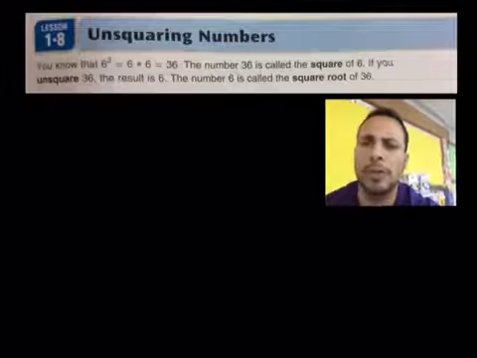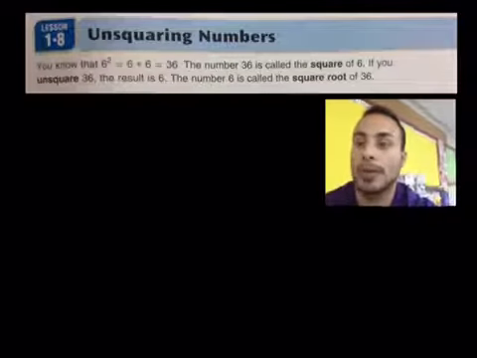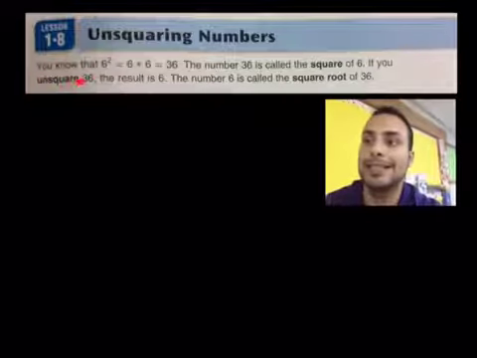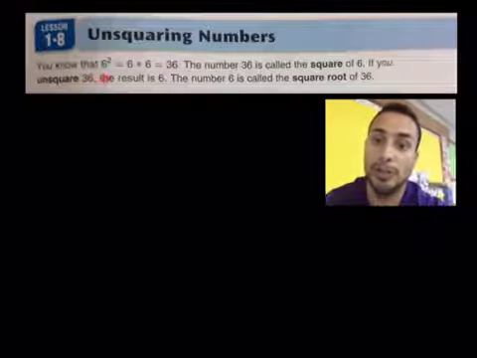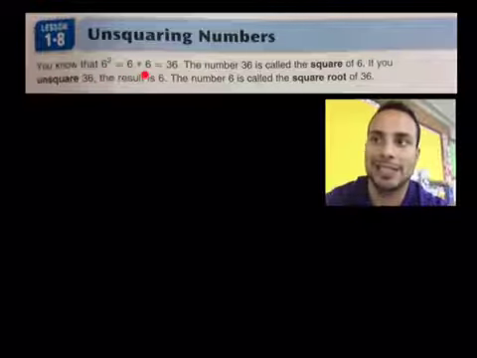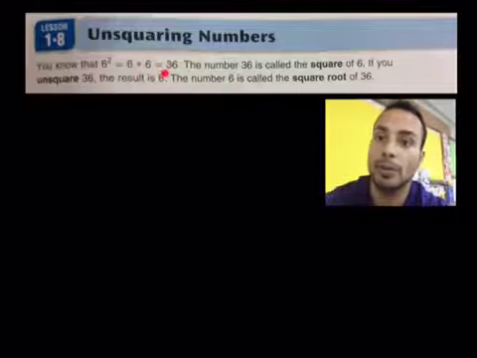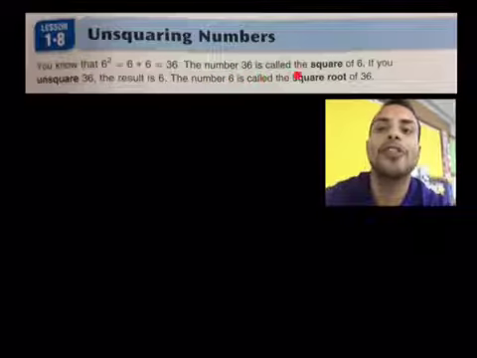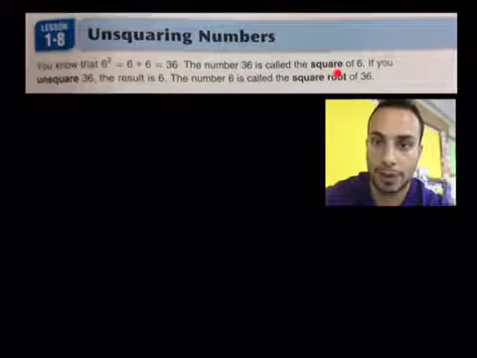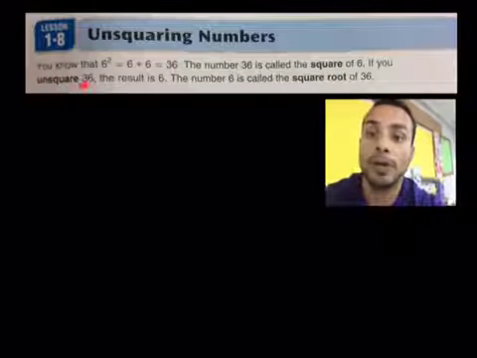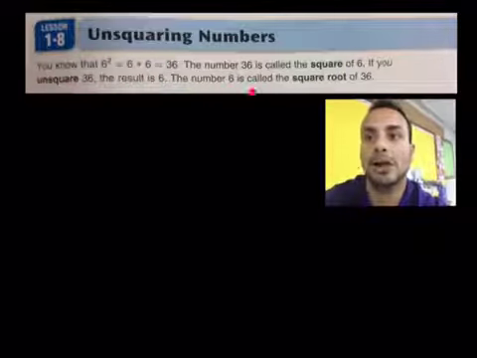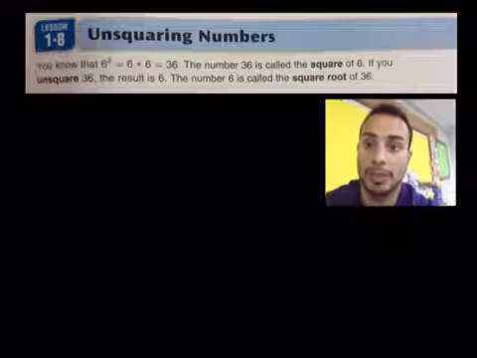In order for us to understand what we mean by unsquaring numbers, we have to read this message above here. You know that 6 to the power of 2, or 6 squared, equals 6 times 6, which equals 36. The number 36 is called the square of 6. If you unsquare 36, the result is 6. The number 6 is called the square root of 36.